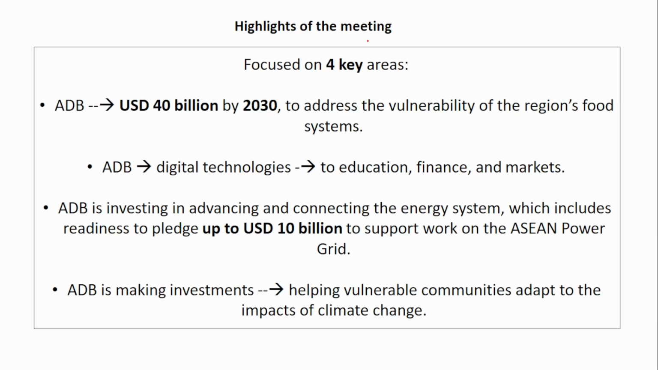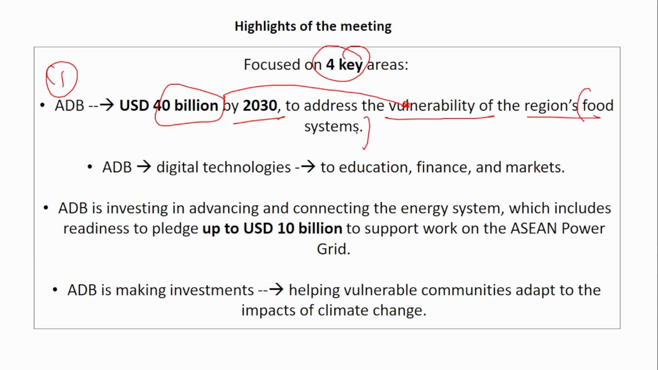The key highlights of the meeting, if you see, it focused on 4 key areas. First is that ADB has promised that it will raise $40 billion by 2030. And that money, if you see, will be put into use to address the vulnerability of the region's food system. The food system, if you see, includes from production to storage to distribution. Everything comes under the food system.